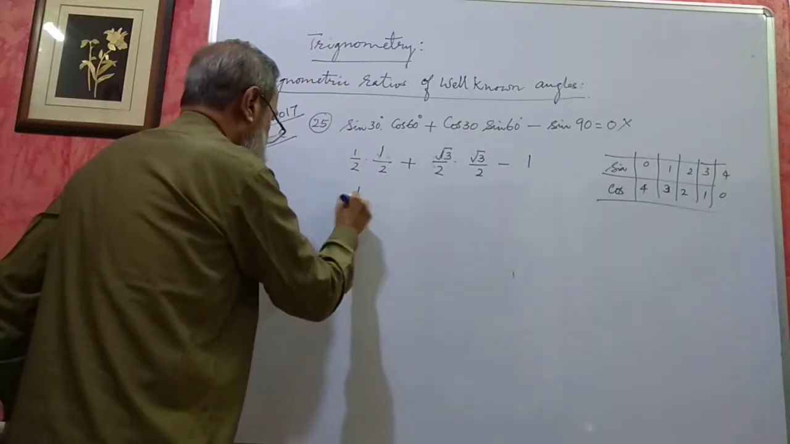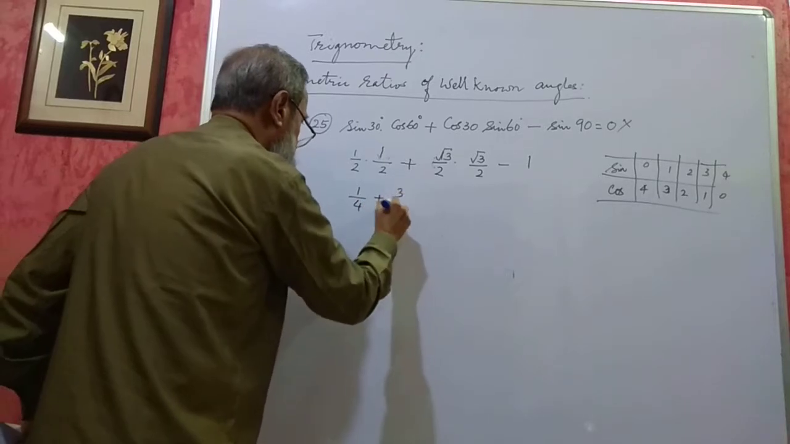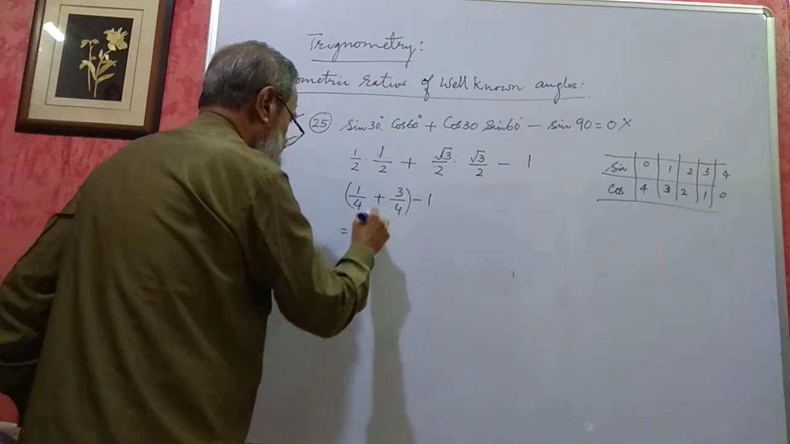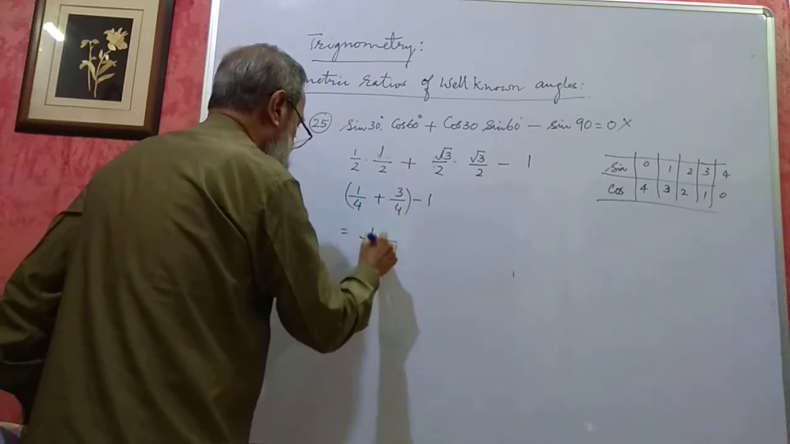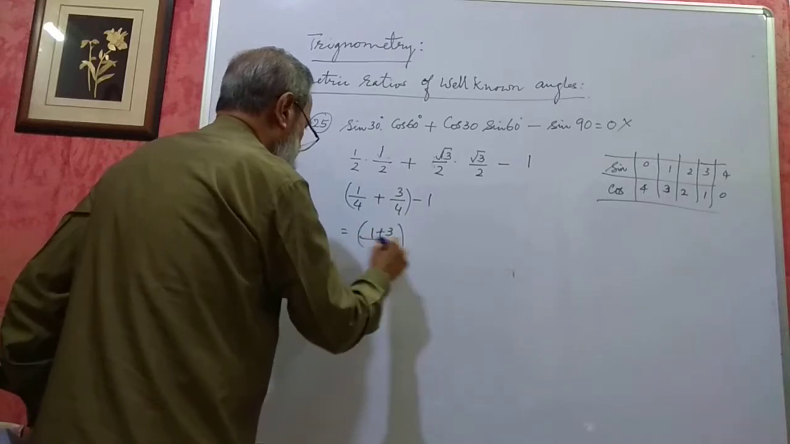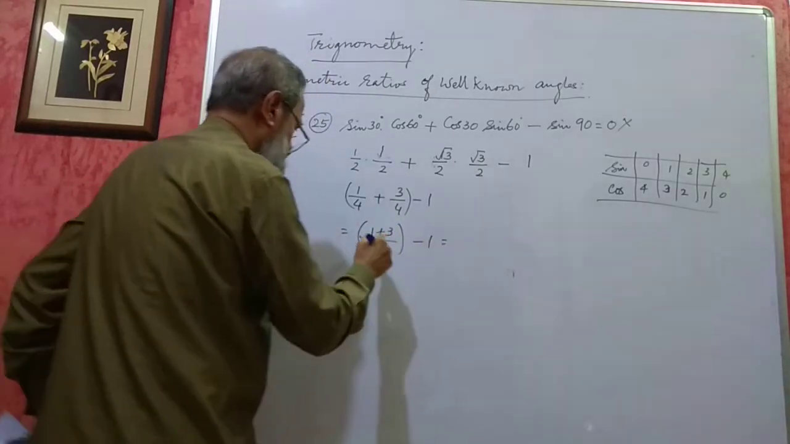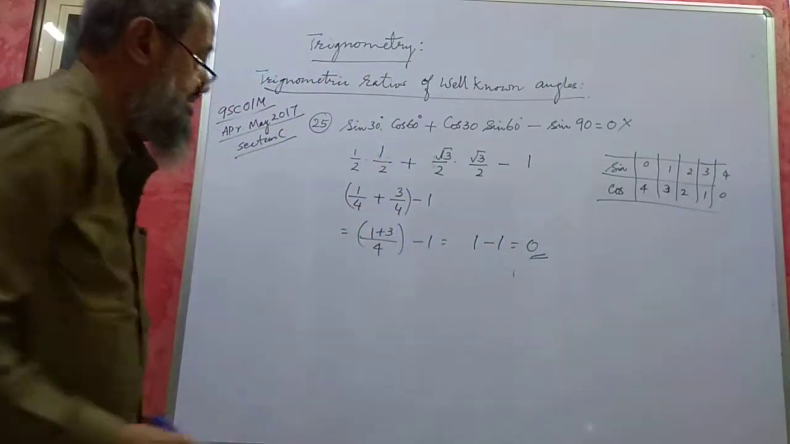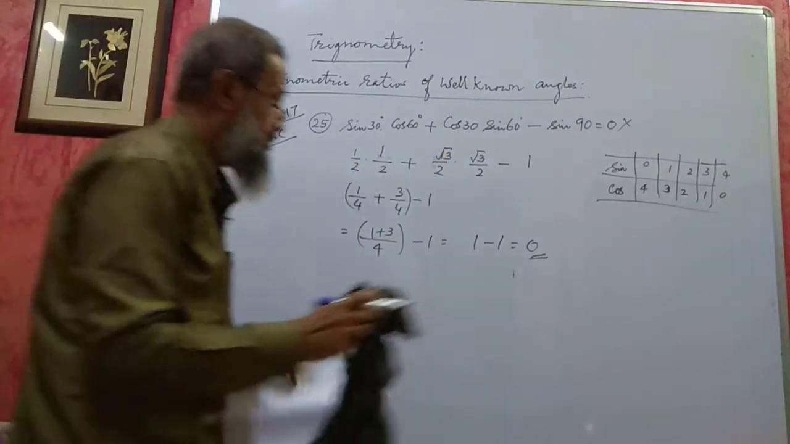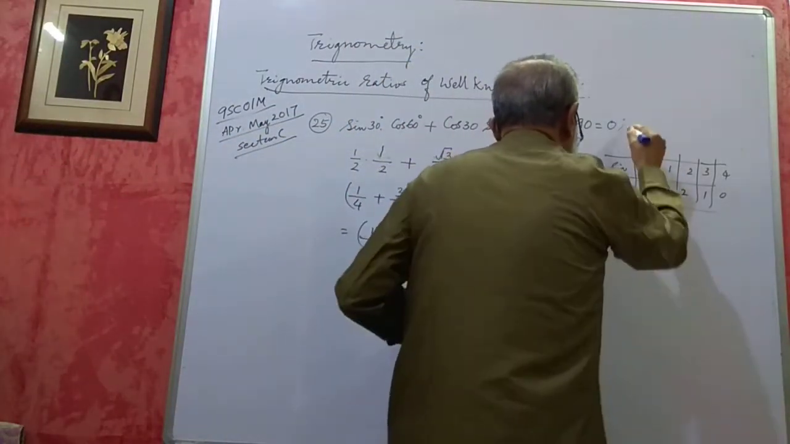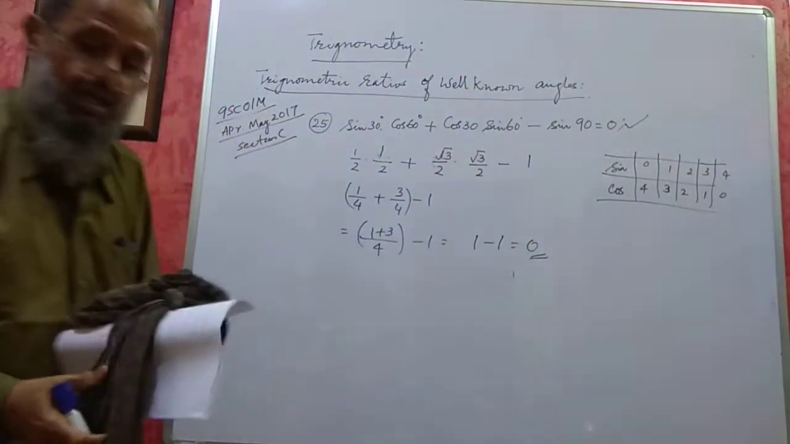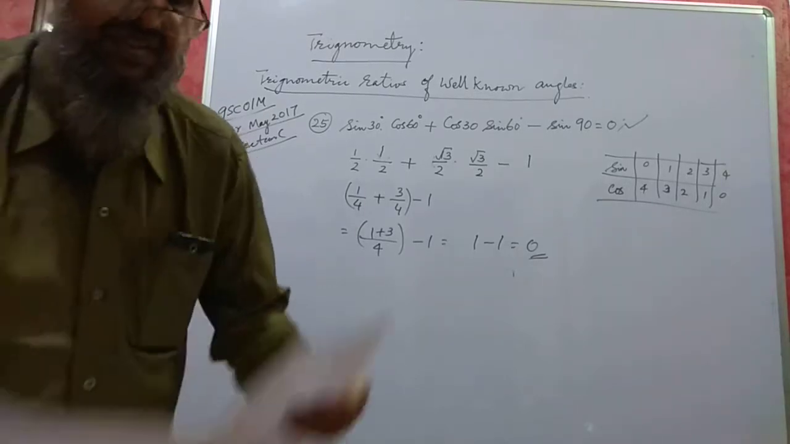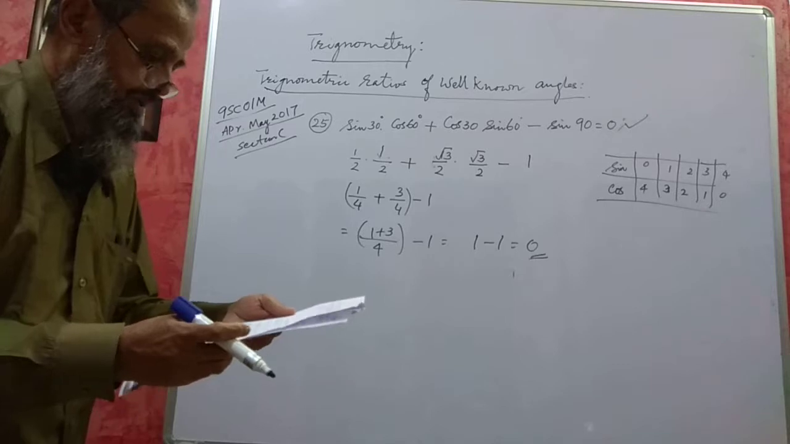So 1 by 4 plus 3 by 4 minus 1. 1 by 4 plus 3 by 4 is 1. This will be 1. You can take the LCM. 4 is the LCM, 1 plus 3 minus 1. 1 plus 3 by 4 means 4 by 4. 1 minus 1, that is 0. Right. This is the correct way of doing it. The problem is not wrong. I had made a mistake. The problem is correct. Okay. Next. We'll take some more problems.